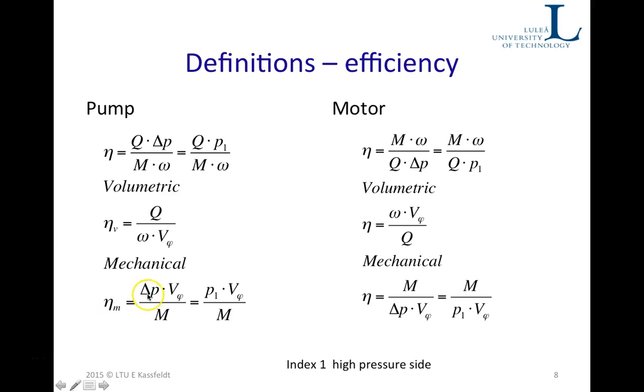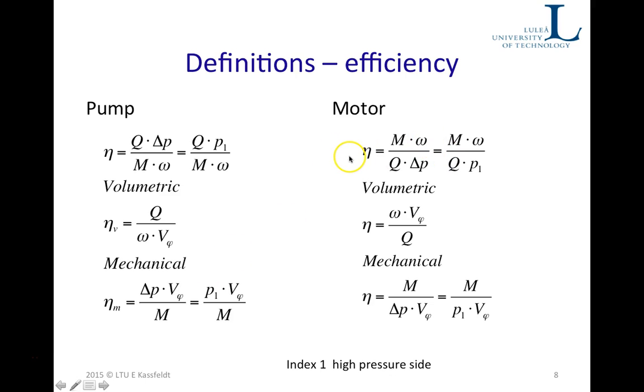The mechanical, corresponding to the mechanical efficiency, that's the pressure difference over the pump times the displacement divided by the torque. Or if you can say that P0 on the low pressure side is 0, you only have P at the high pressure side times displacement divided by the torque.